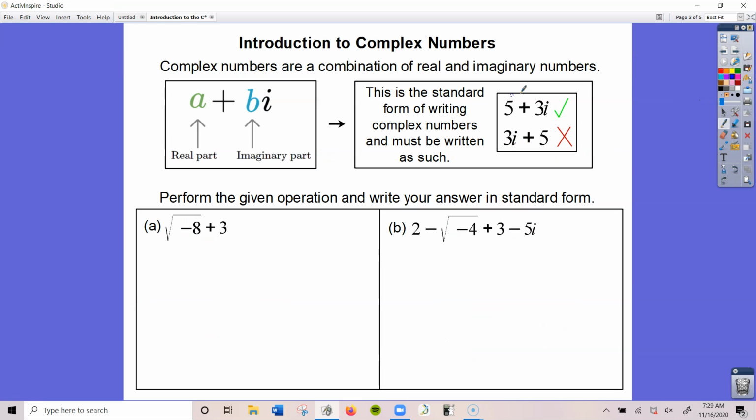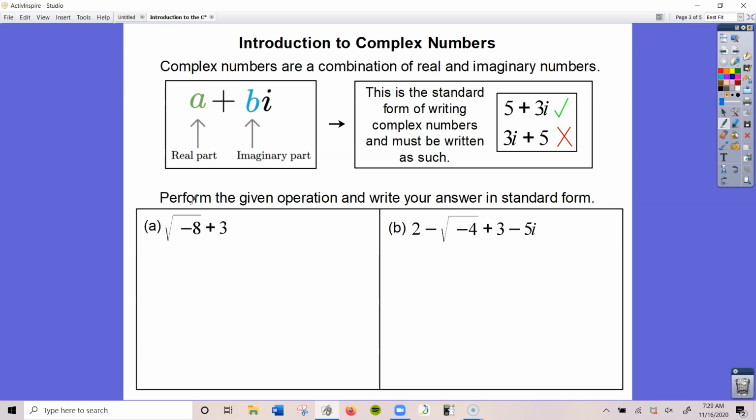So this is the definition of a complex number. A complex number is when you have a combination of a real number plus or minus an imaginary number. All complex numbers are written in this form, a plus bi, where a is the real number and then bi is the imaginary number. So the imaginary number always has to come afterwards. So as a reminder, I have here what is the correct format and what is the incorrect format. 5 plus 3i is the correct format for a complex number, where 3i plus 5 is not. So always the imaginary part goes at the end of the complex number.